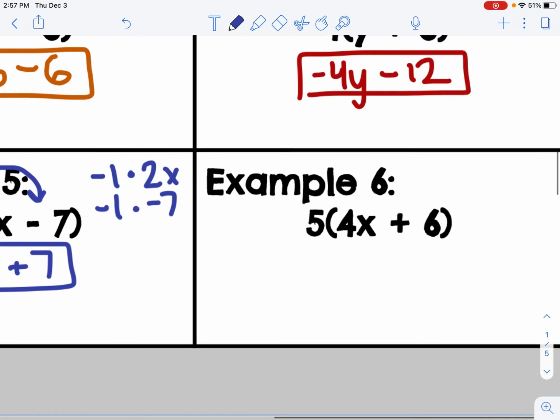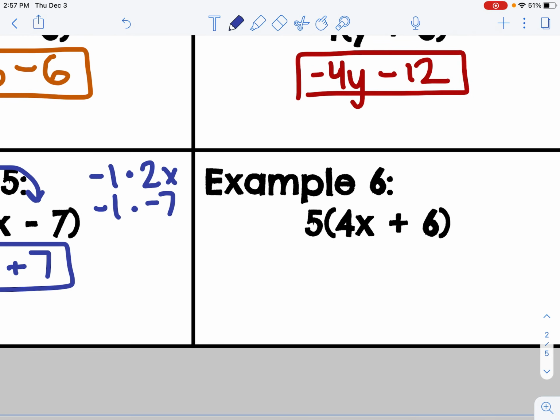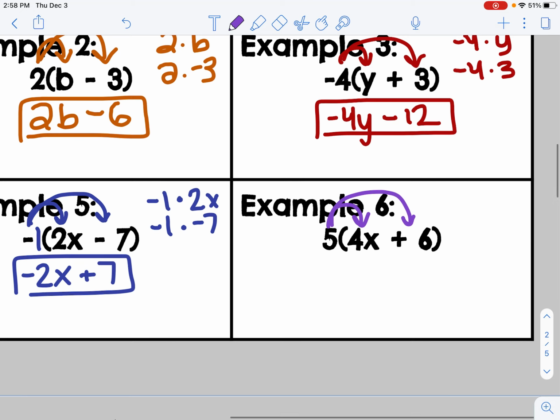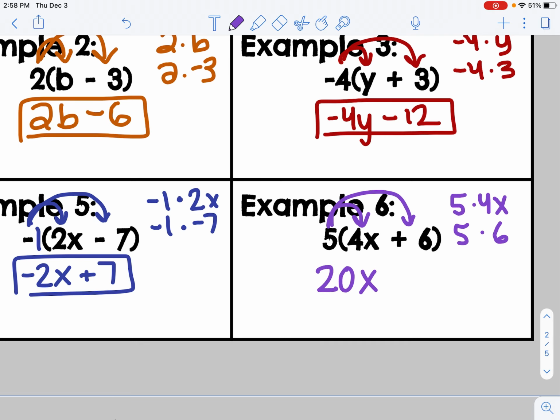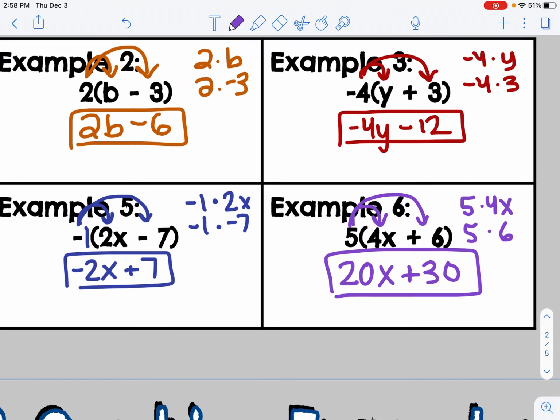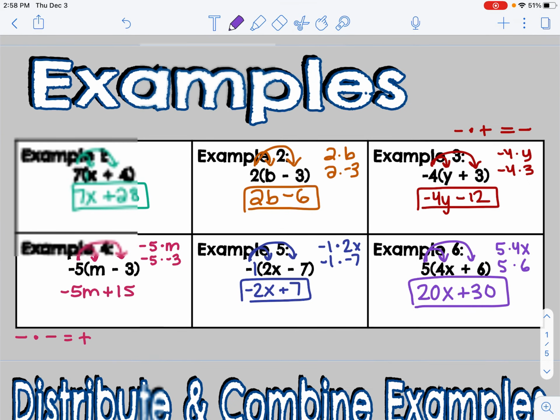And then the last example here. We are going to distribute or multiply, they mean the same thing, this 5 to everything inside this parentheses. So we're going to do 5 times 4x, and then we're going to do 5 times 6. 5 times 4x is 20x, and 5 times 6 is 30. And that is working with the distributive property. We're just going to multiply whatever number is outside of the parentheses to everything inside of the parentheses, and be careful with your signs.